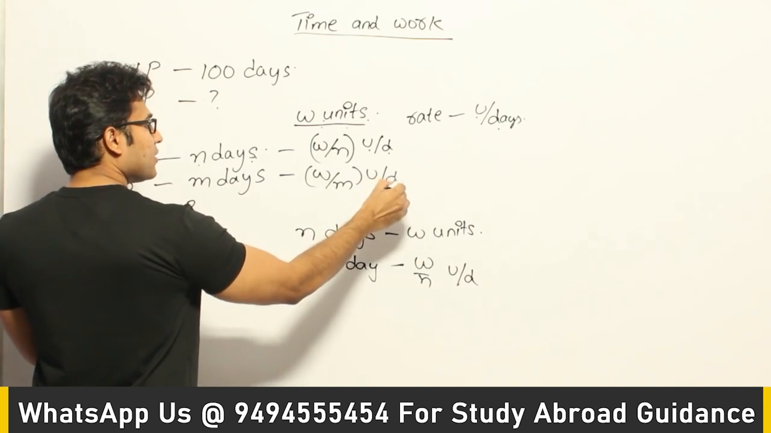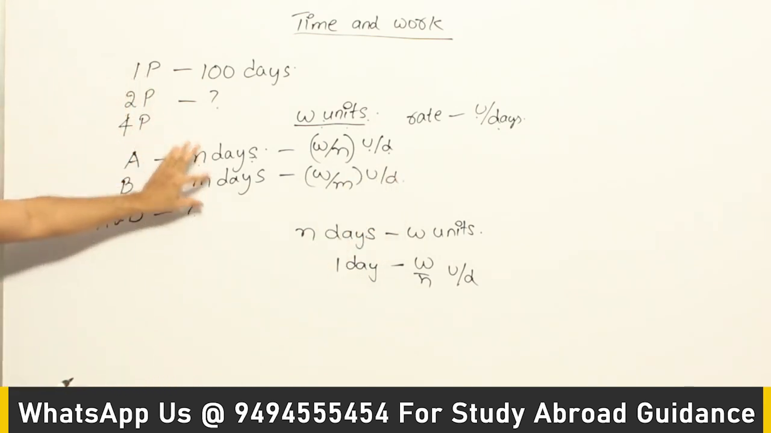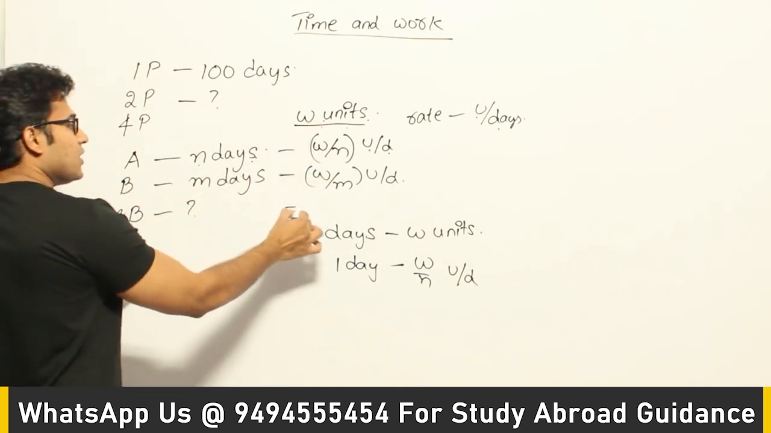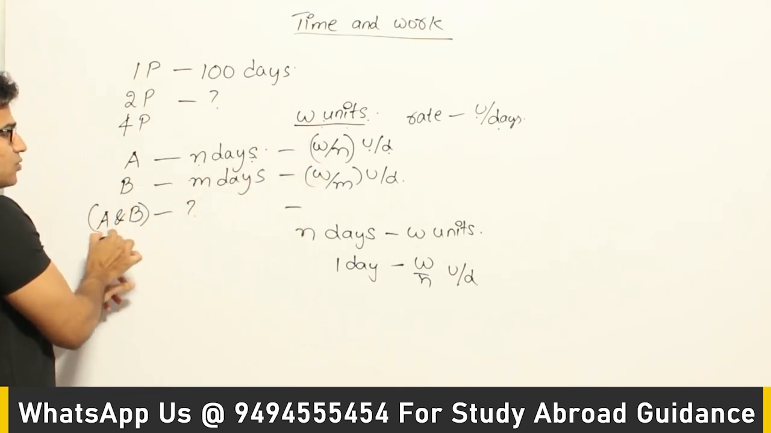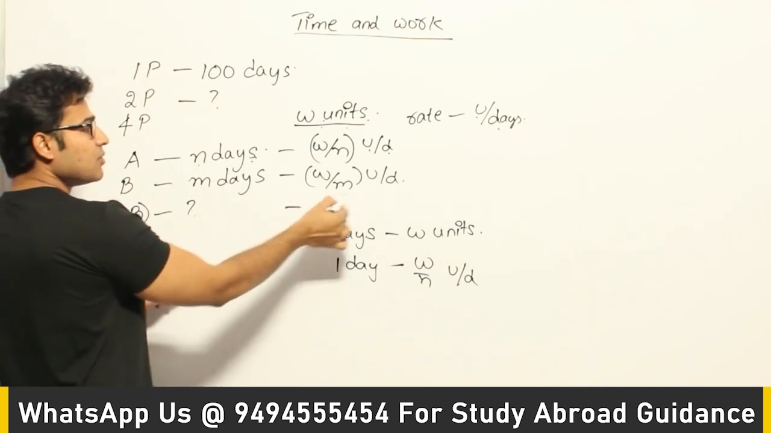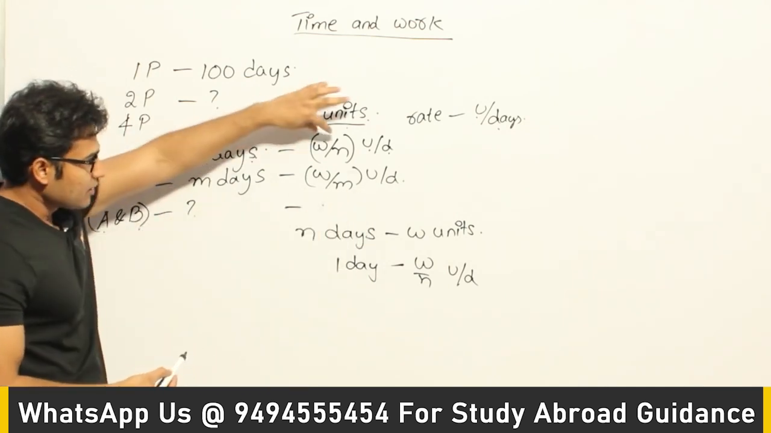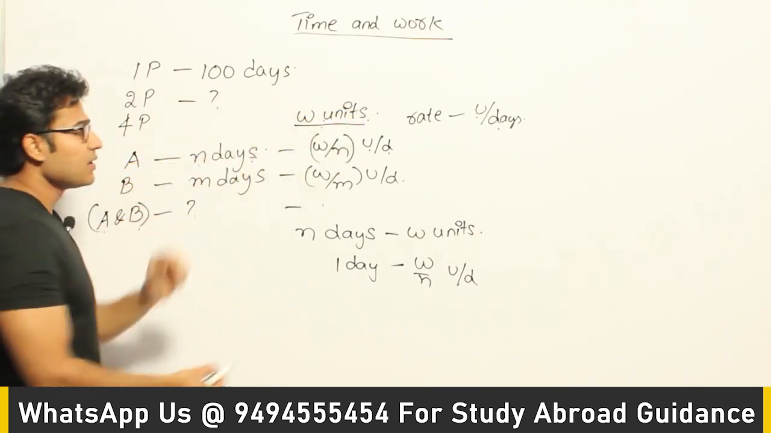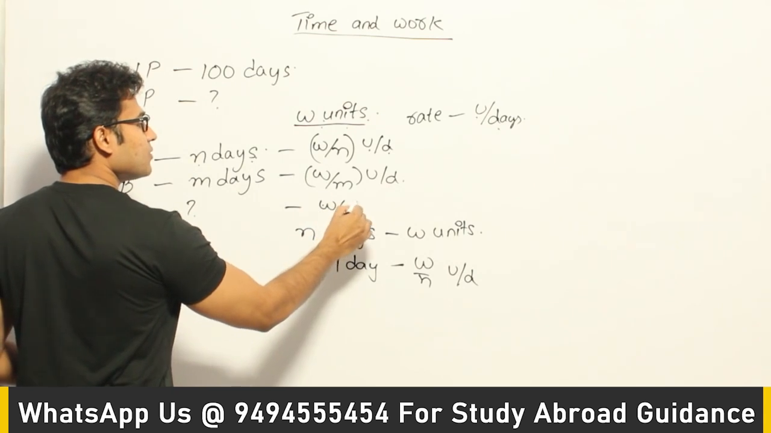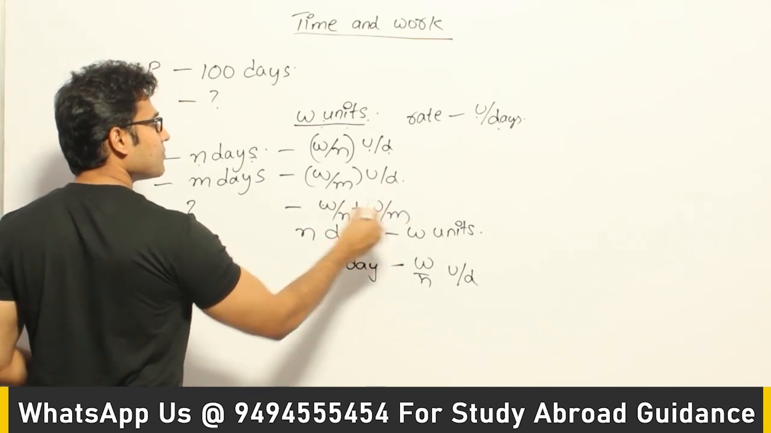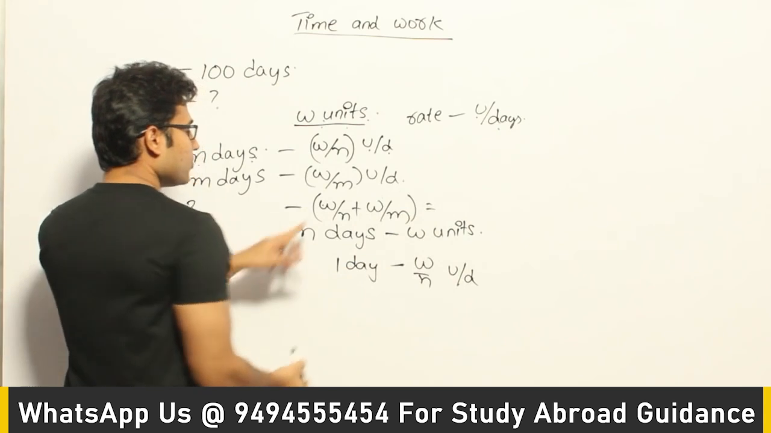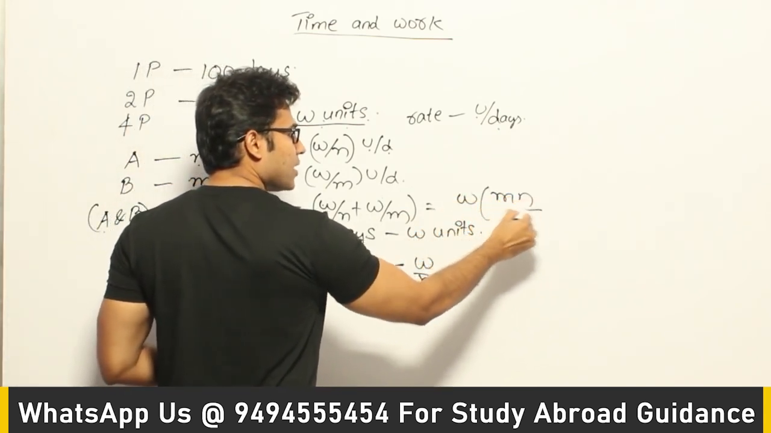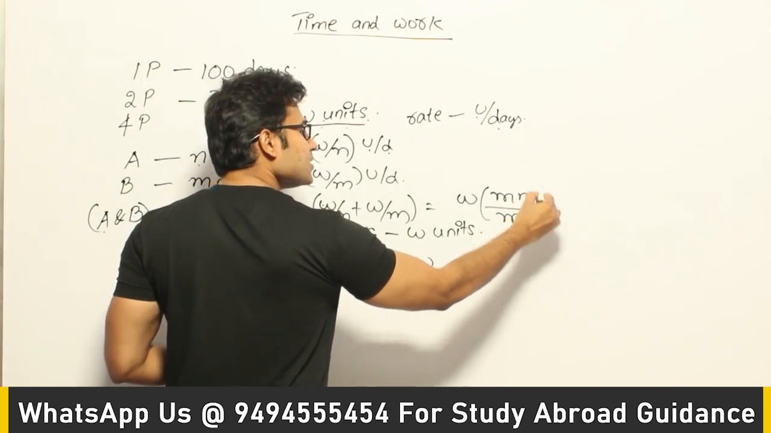Units per day, right? Now instead of finding these days directly, find out the rate and then find out, if we let both of them work together, how many units they will be able to finish in one day. It is nothing but the number of units A finishes in one day plus the number of units B finishes in one day, which means W by n plus W by m. Got it? Now if you pull out W as common, you are going to get it as W times (m plus n) by mn.